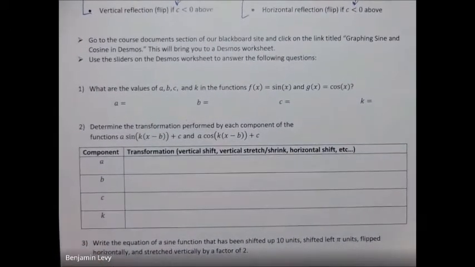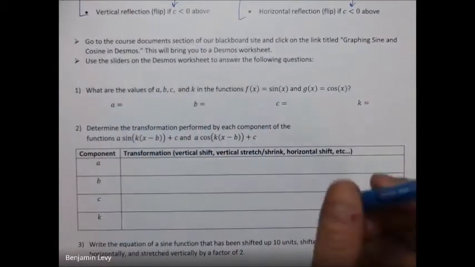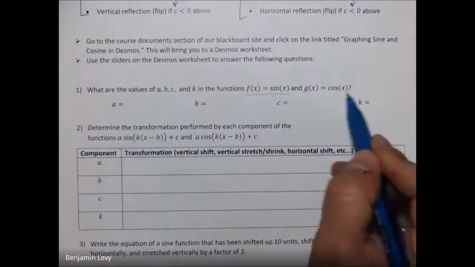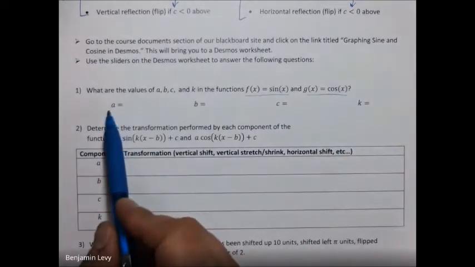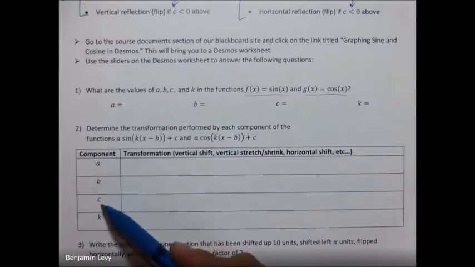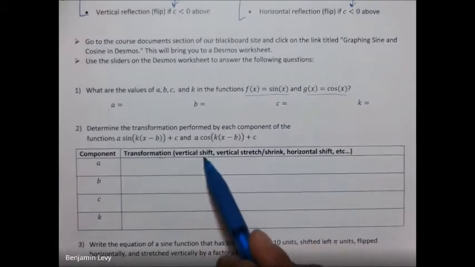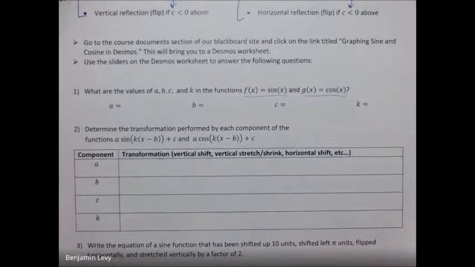Okay, if you're following along, I suggest you give that a try based on what you just saw. Again, you can go back and forth and think about, in just regular old sine, regular old cosine, what do A, B, C, and K equal? And then what does each one of those components do in terms of a transformation, like vertical shifting, stretching, etc.?